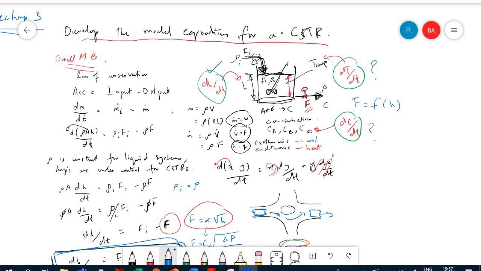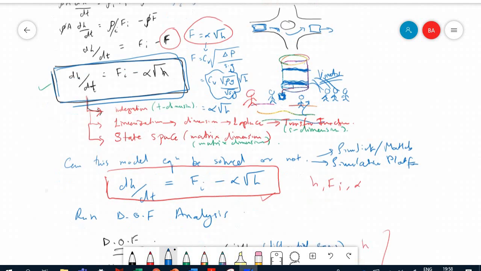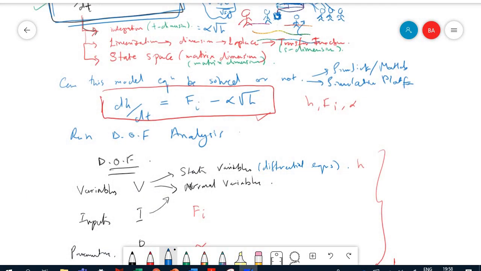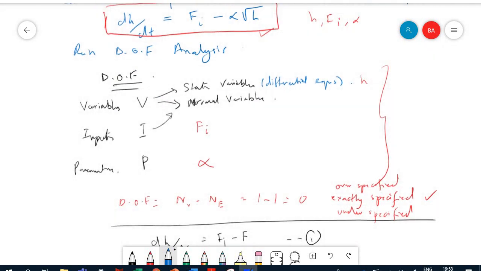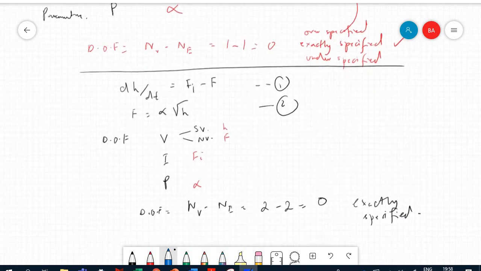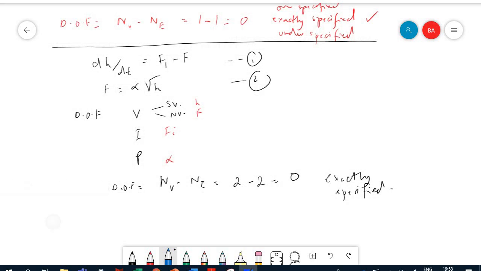How did we find dH by dt? We found it through the overall mass balance equation. After we found our final equation, we ran our degree of freedom analysis to find whether this problem can be solved or not, and we found it to be 0, exactly specified. So this is how to develop the model equations to find how the level or the height of a tank changes with time. And next lecture we're going to take how temperature and concentration change with time.